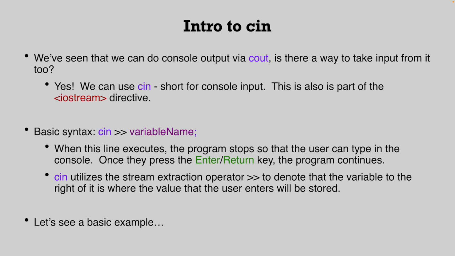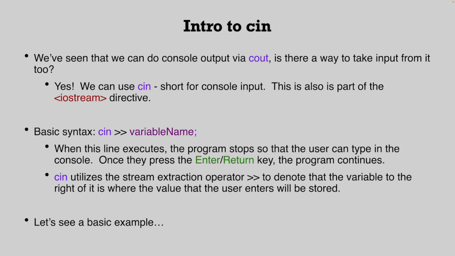So the basic syntax: you have the cin, and then you have the opposite of the stream insertion operator that you'd use with the cout. This is the stream extraction operator, and then after that we have our variable name, and that's where the value that's being inputted will be stored. When this line executes, the program will actually stop, and you'll be able to type into your console, and after you press the enter or return key, depending on if you're on a Mac or Windows, that value will be stored in the variable, and then your program will continue on.